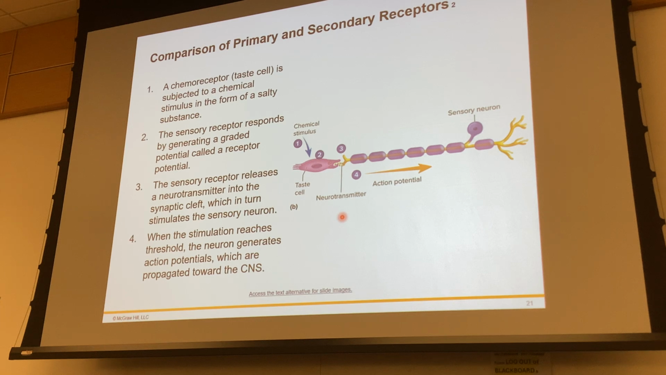In terms of the distinction here between primary and secondary receptors, here is an example of a secondary receptor. Basically, this modified epithelial cell, which is associated with taste in this case, sends a signal via a neurotransmitter to a neuron. I'll ask you about the general structure here, but I won't ask you for specific examples.